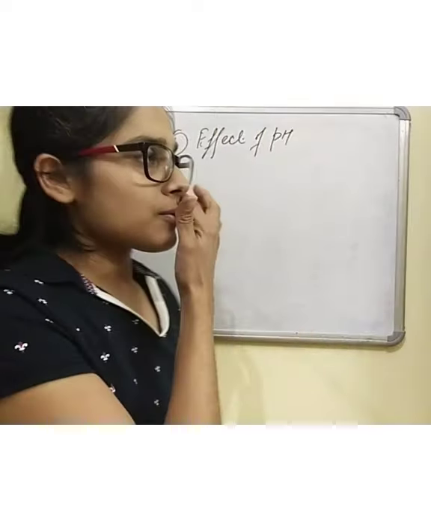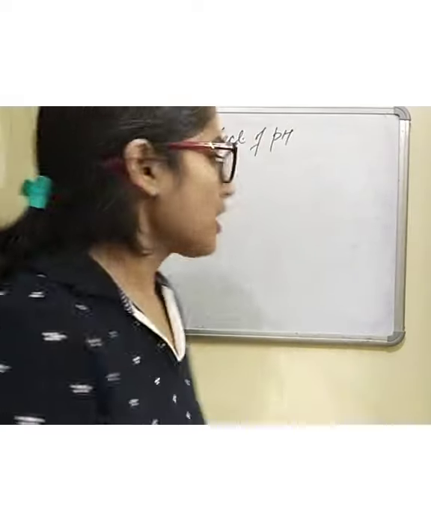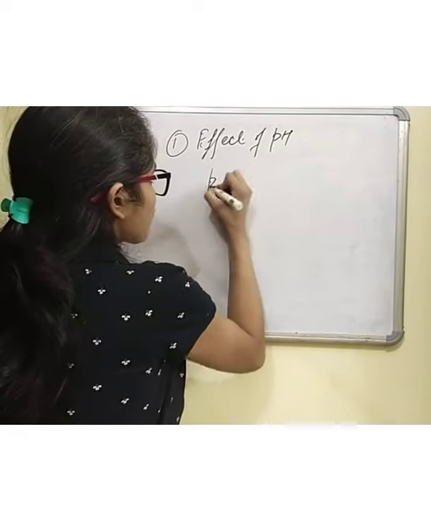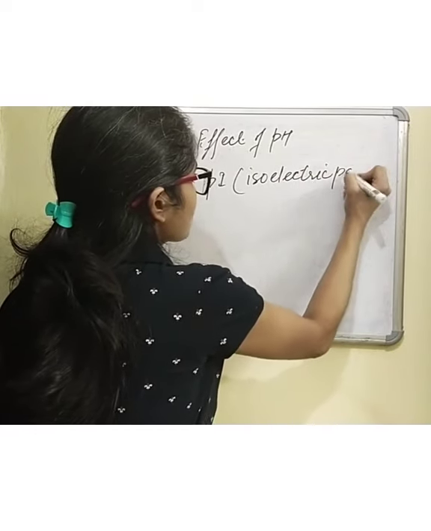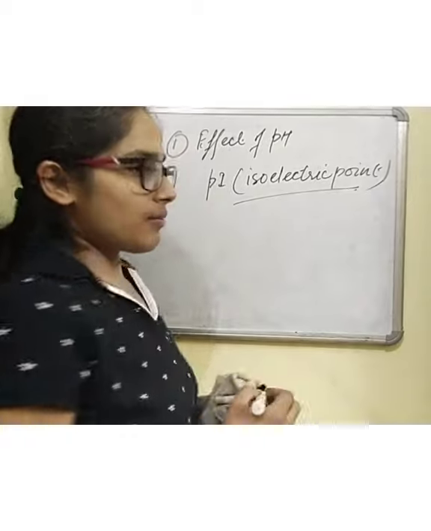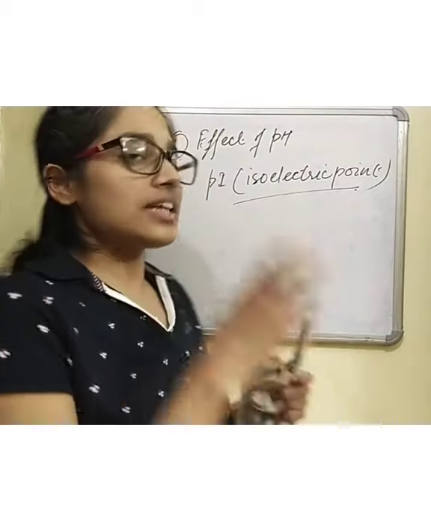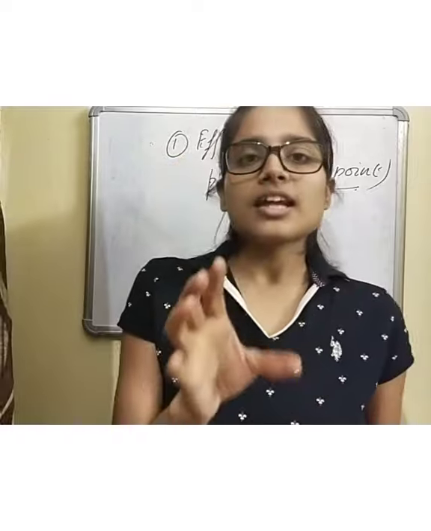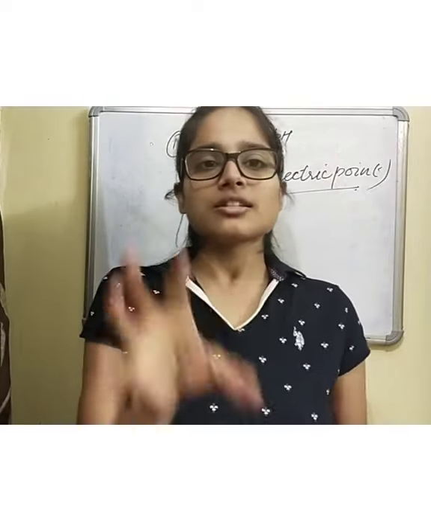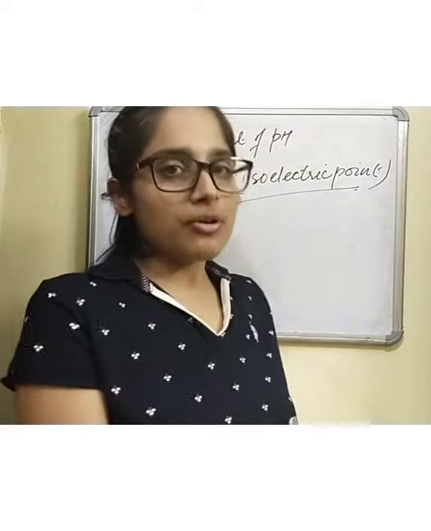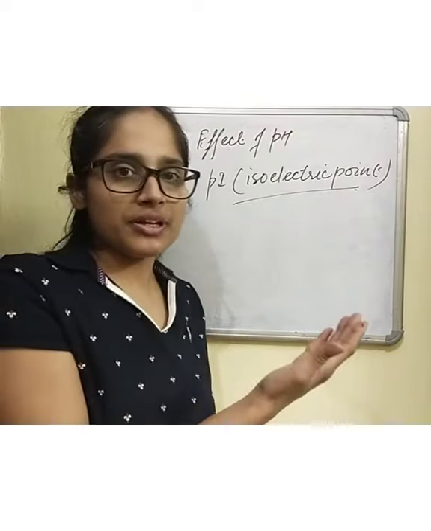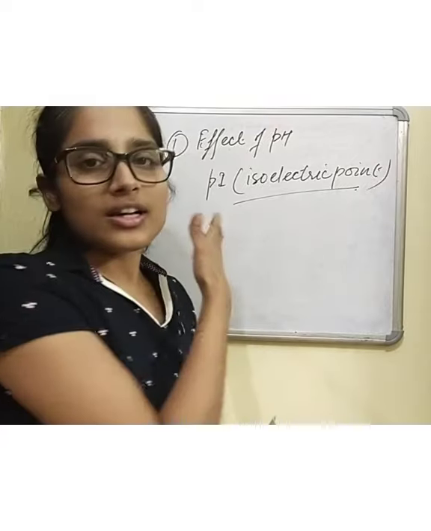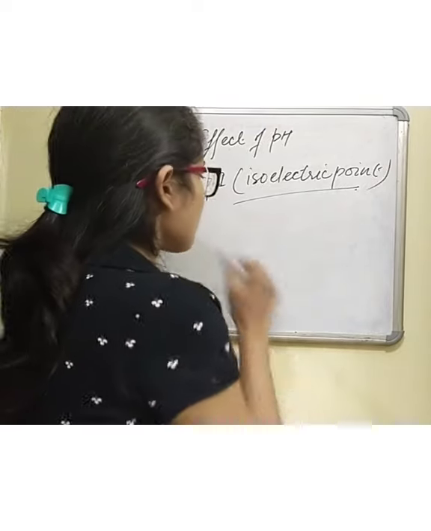So what happens at different pHs? If you remember, we spoke about pI, that is the isoelectric point. What is an isoelectric point? It is the pH at which the net charge on the amino acid residue, or on the protein molecule, is zero. So what happens when the pH of the solution is above pI, or equal to pI, or below pI?